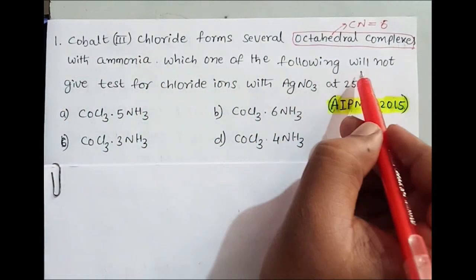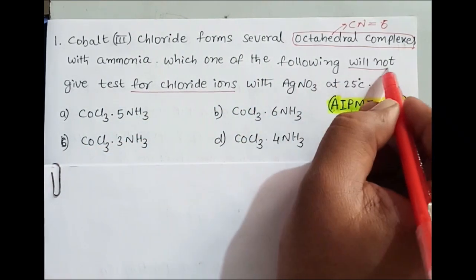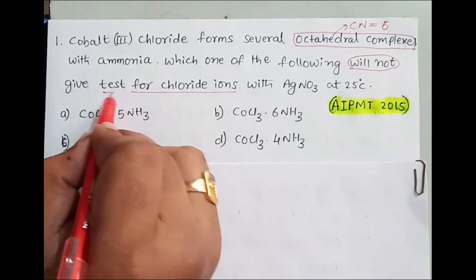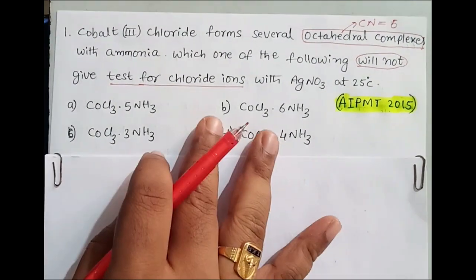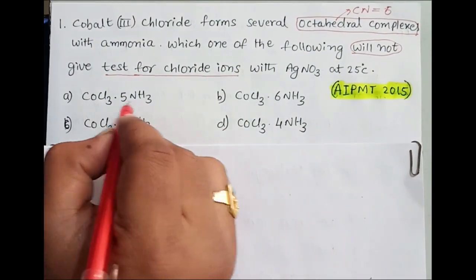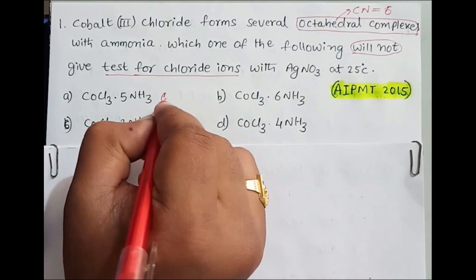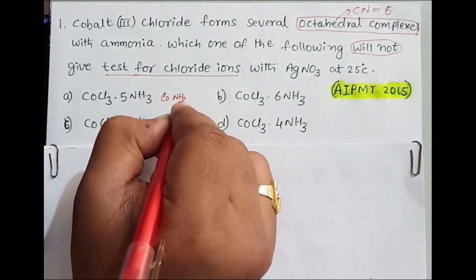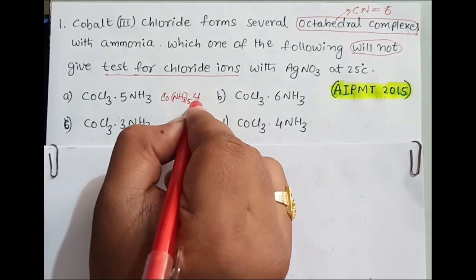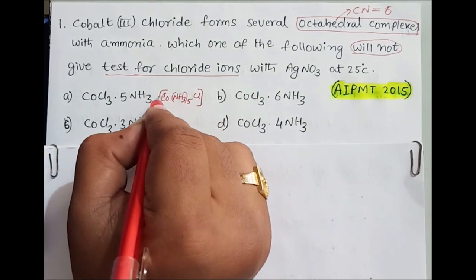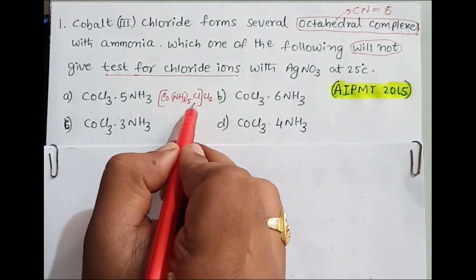With ammonia, which of the following will not give the test for chloride ion? Yes, which one do you think? First you write this in complex form. Here octahedral is said, so the coordination number should be 6. So this compound can be written as [Co(NH3)5Cl]Cl2. Out of 3 chlorines, 1 chlorine is present inside the bracket and the remaining 2 chlorines are present outside, so that the inside coordination number will be 6.